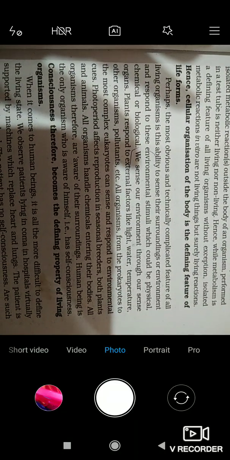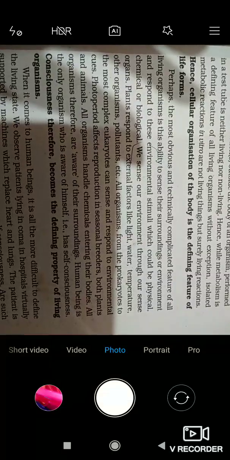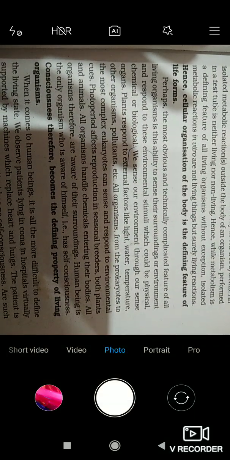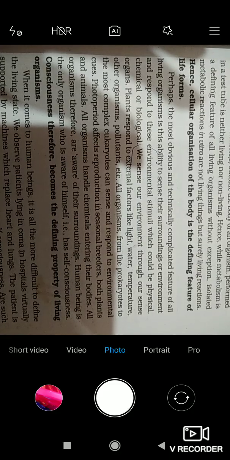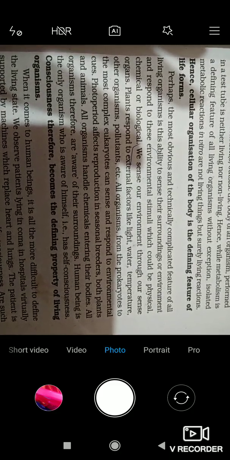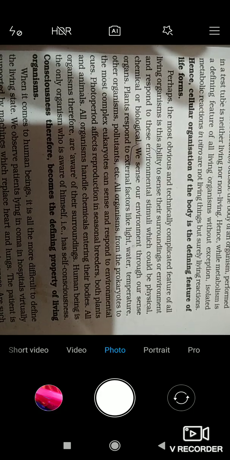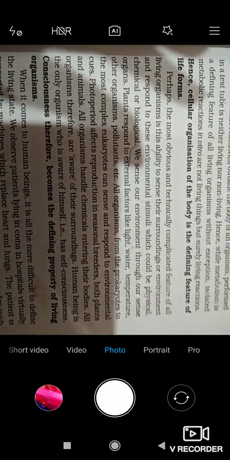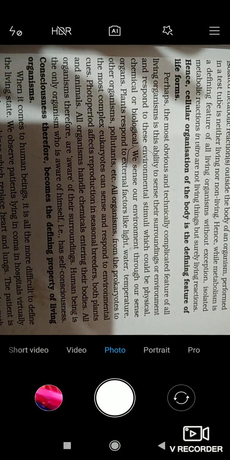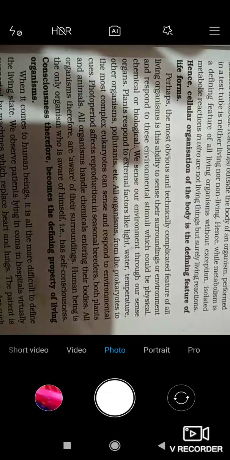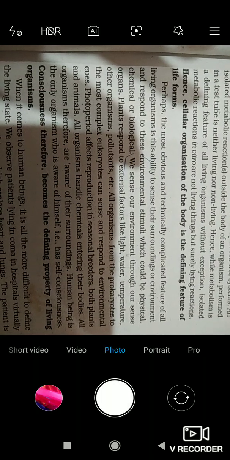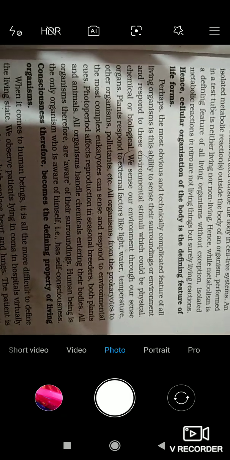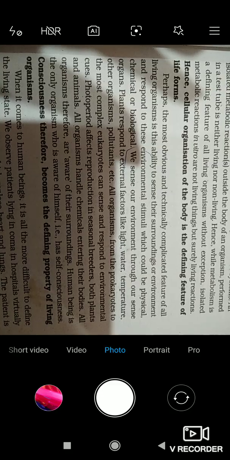Okay, next. Photoperiod affects reproduction in seasonal breeders, both plants and animals. So photoperiod means the way a plant receives the light of the sun and makes its food. This is the process which is known as photoperiod, and photoperiod affects reproduction in seasonal breeders. Seasonal breeders means the organisms which reproduce in a particular season, both plants and animals. So photoperiod affects reproduction in seasonal breeders, in plants and animals.